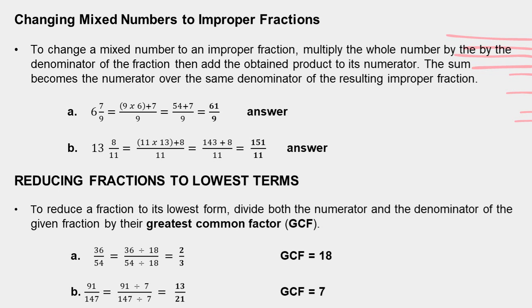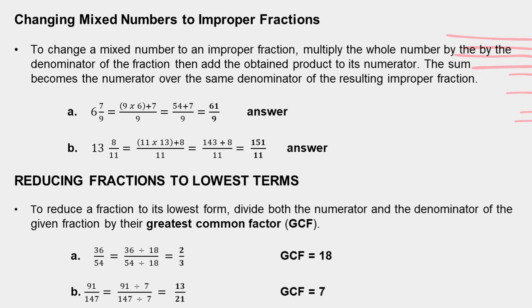So, 11 times 13, ang sagot po ay 143 plus 8, kaya po ang sagot natin ay 151. Over pa rin po natin sa ating denominator na 11. So, ang final answer natin sa letter B ay 151 over 11. Yan po yung tinatawag nating improper fraction because mas malaki ang ating numerator kaysa sa ating denominator. Next, reducing fractions to lowest term.